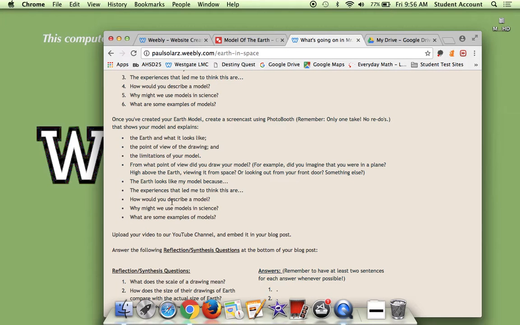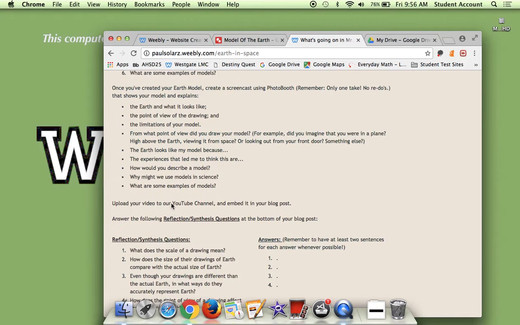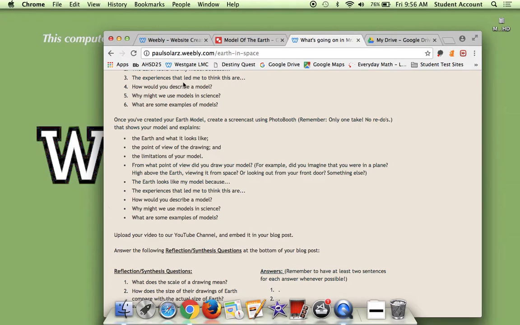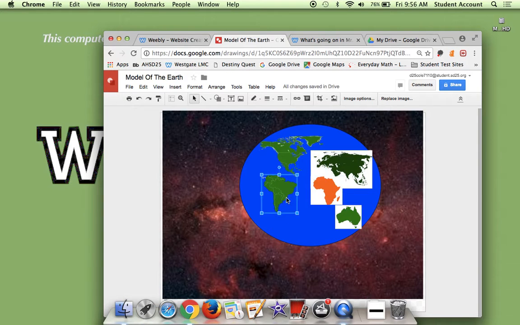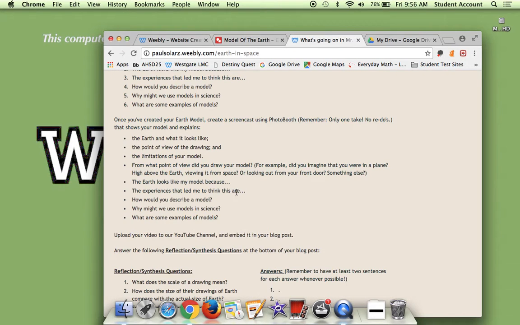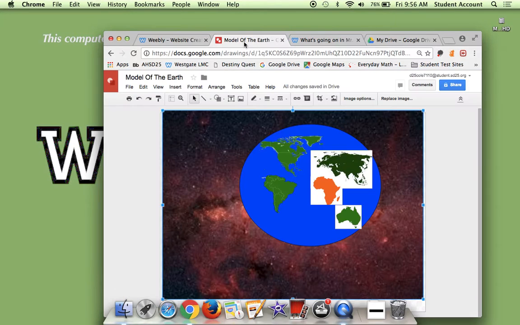I would describe my model by saying that it is a visual image looking from space onto the Earth, which shows the organization of the continents, and shows how they look and about what color they are. How might we use models in science? I already did that one.